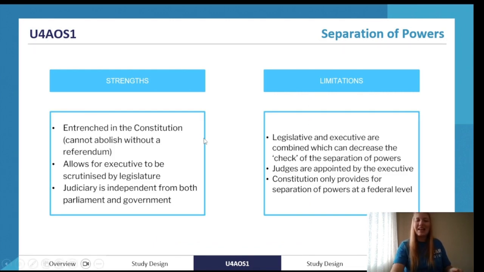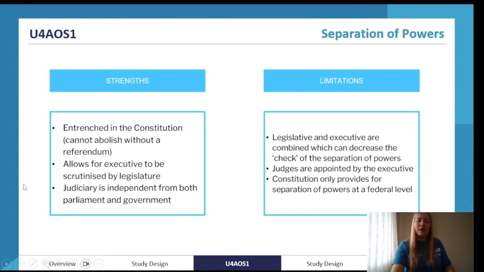The problem here and the disadvantage that comes from this is that the legislative and executive powers are combined, as we said, by that government, that representative government of the time. So this really decreases the ability of this to act as a check on the separation of powers. And there's not as much scrutinizing going on, except maybe more so in the Senate if it's not a rubber stamp, because in the House of Reps, it's that representative government that has the majority of the seats, and they can just pass things along. So that can be a bit of a flaw.